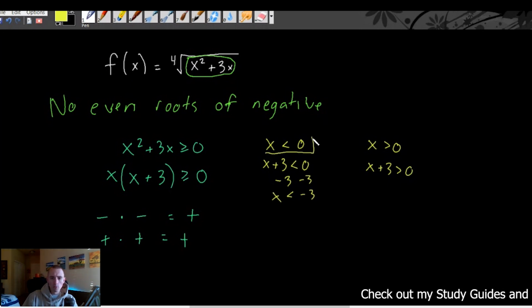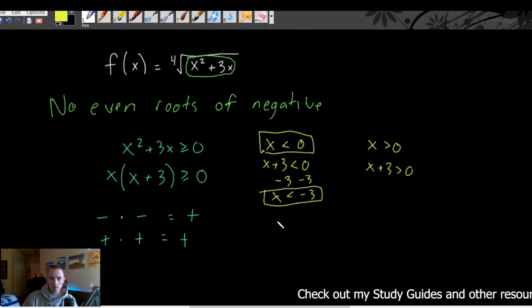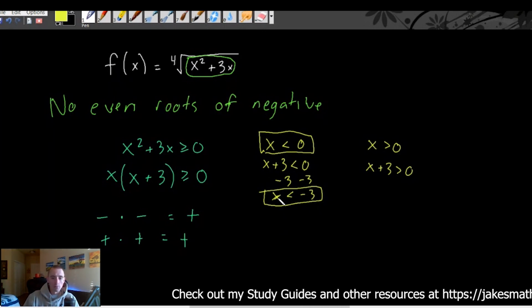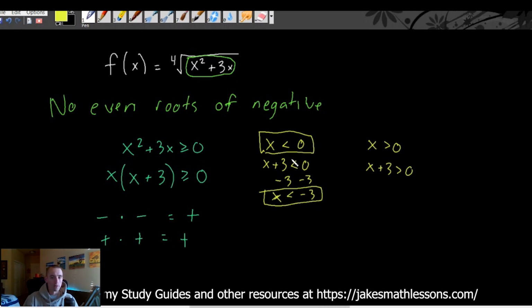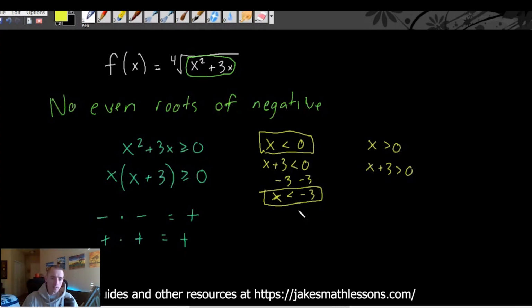Okay, so basically we would need both of these inequalities to be true. This one, x being less than 0, doesn't really add any new information, because if x is less than -3, it would also be less than 0, right? Like -4, for example, it is less than -3.